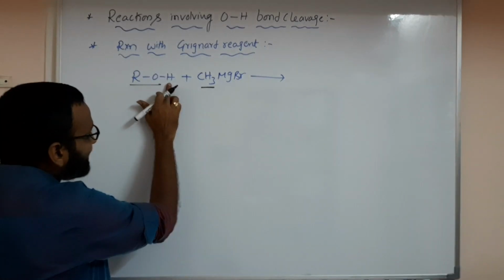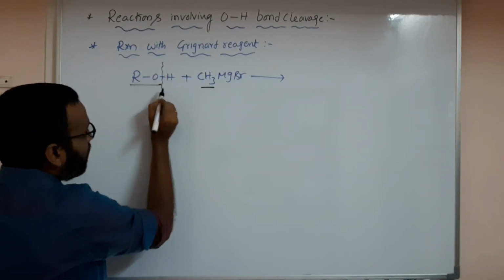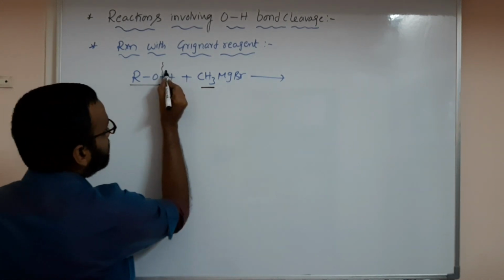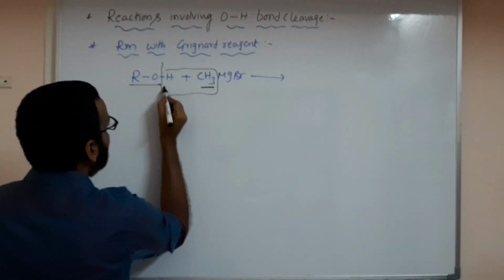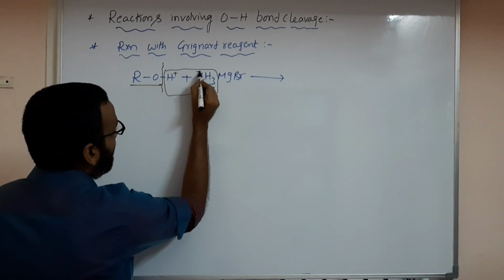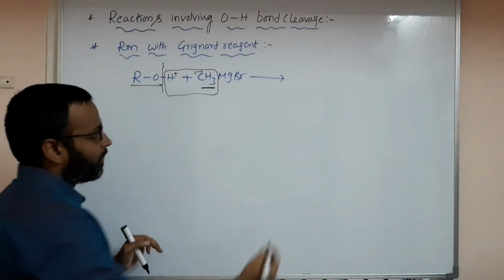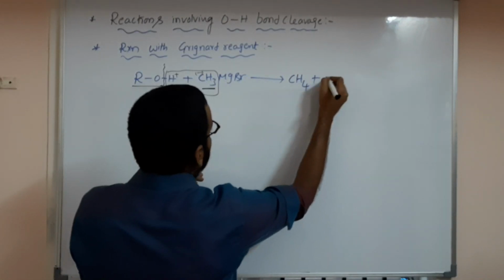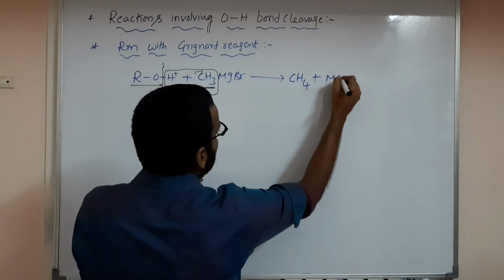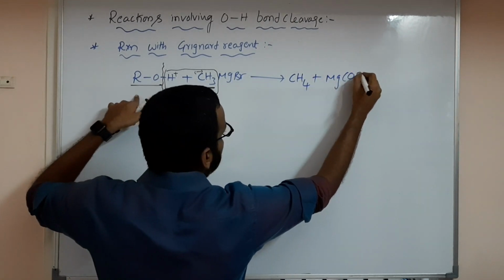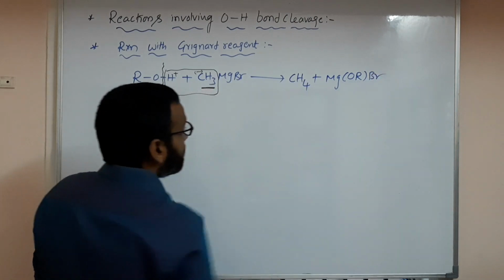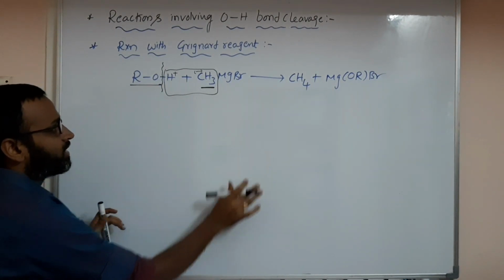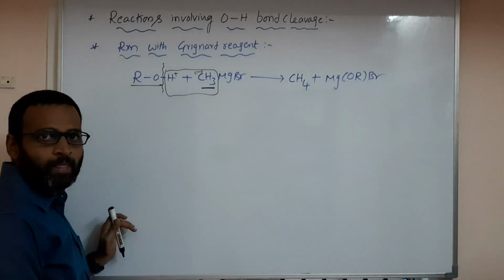Here this hydrogen only will be involved in bonding, meaning OH bond cleavage takes place. This hydrogen and this methyl, as it is H plus and R minus in the Grignard reagent, what is the product you are having? CH4 plus MgOR, that is MgORBr. So whatever the alcohol, when it reacts with the Grignard reagent, you will get the particular alkane.